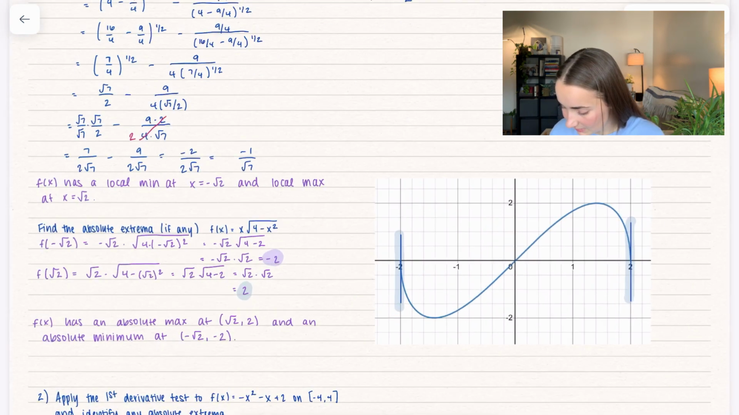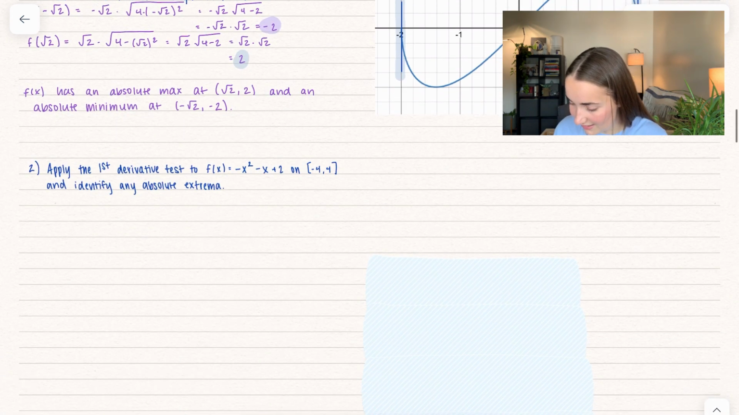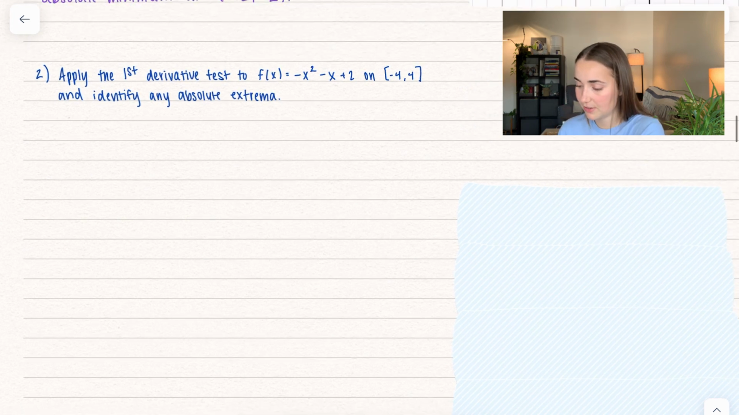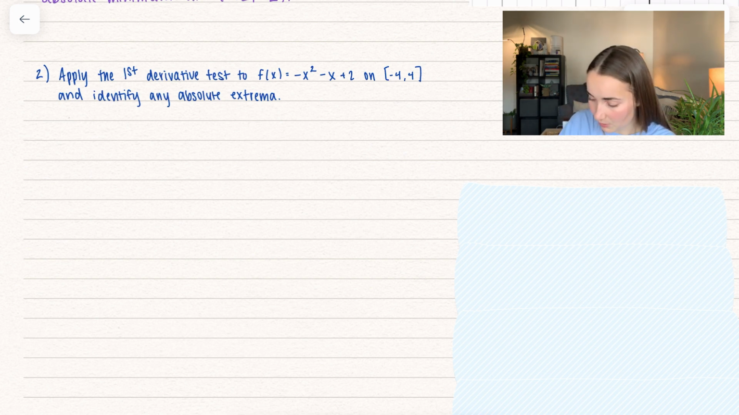So let's go ahead and try another example. We're going to apply the first derivative test to a polynomial, so -x² minus x plus 2 on the interval -4 to 4. So let's first find our derivative. When we do that, we get negative 2x minus 1. And it looks like that's pretty simplified, so we can leave it like that if we want. And we can go ahead and set that equal to 0 and solve.